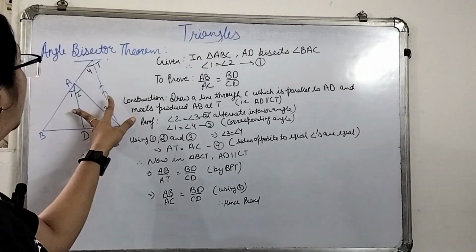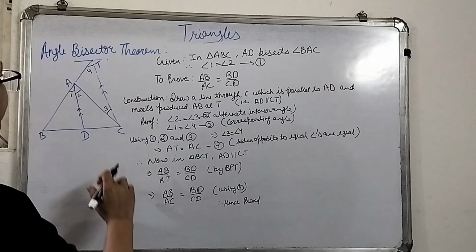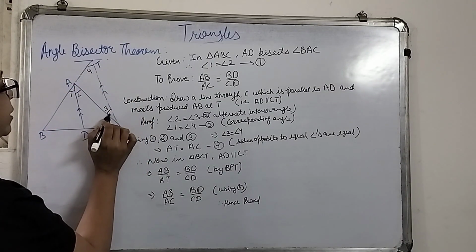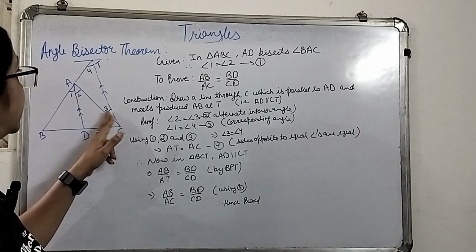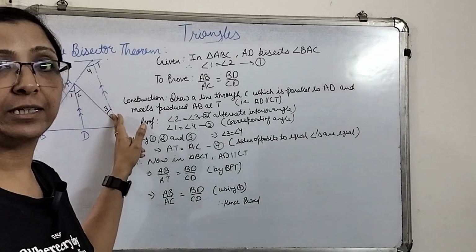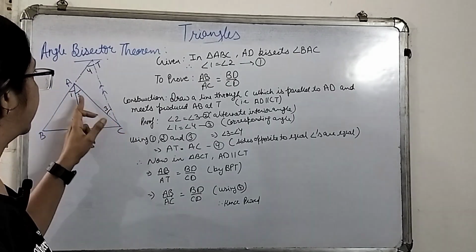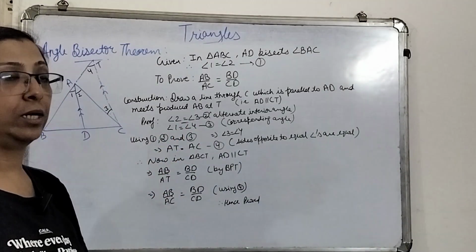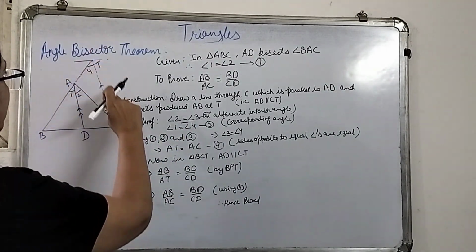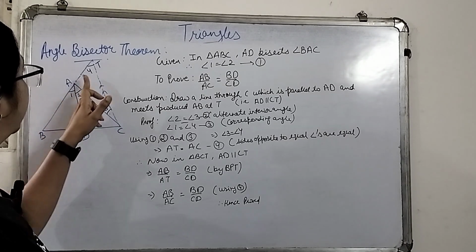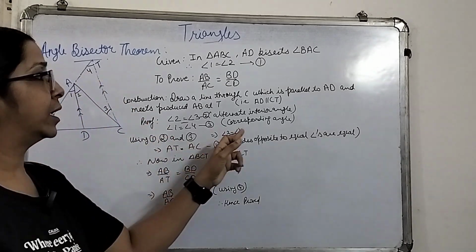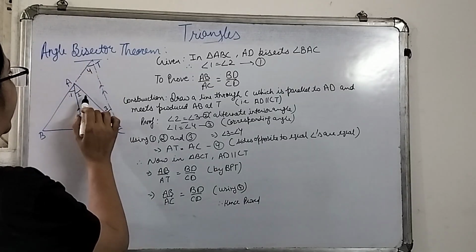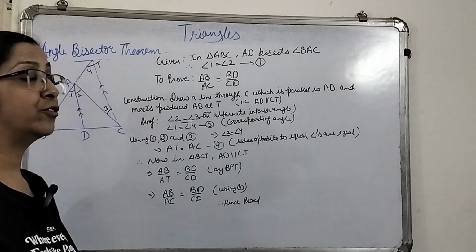Now, if these two lines are parallel to each other, we can see that a Z is formed. That means angle 2 will be equivalent to angle 3 because they are alternate interior angles. Similarly, with these two lines parallel, angle 1 will be equivalent to angle 4 because they are corresponding angles. So angle 1 is equivalent to angle 4 and angle 2 is equivalent to angle 3.